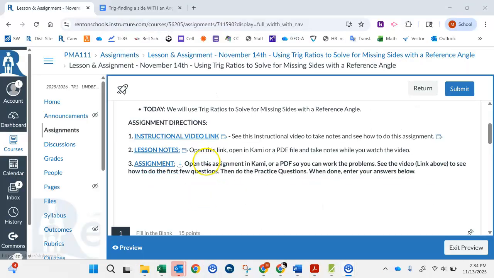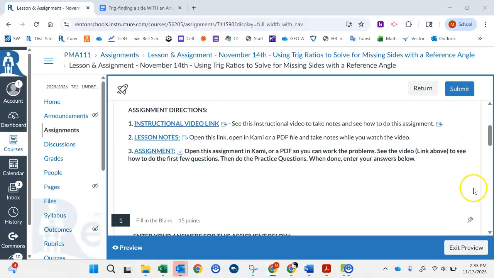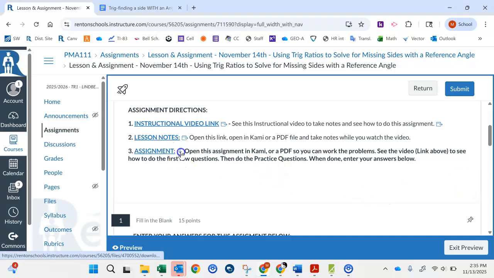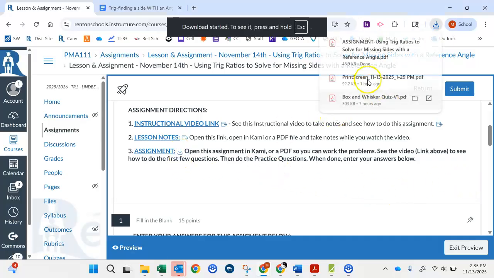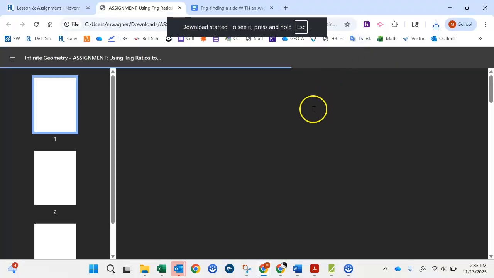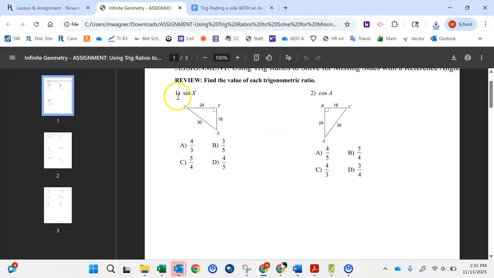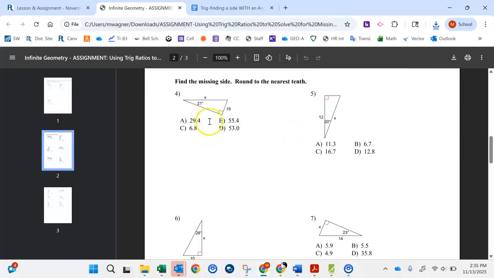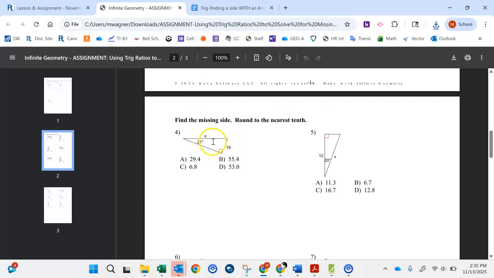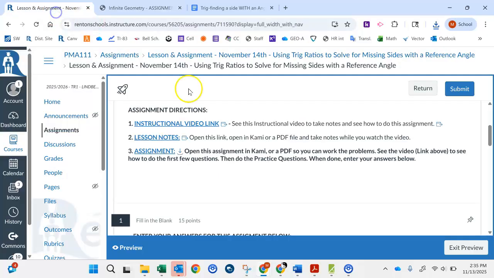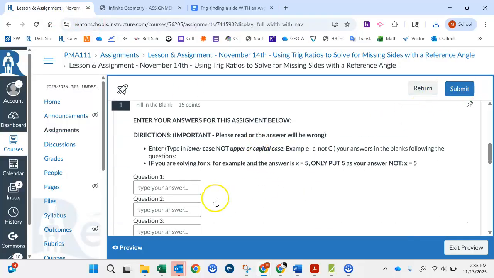So, next thing is to go ahead and open the assignment, make sure you download it so you can save it. And then the first 3 questions right here are review questions. Here we're given all 3 sides, okay? But then starting with number 4, you're going to have a question like this. You have only one side, but you have the angle. So when you're done, make sure you come back and you enter your answers into Canvas, and you'll be done. All right, good luck.